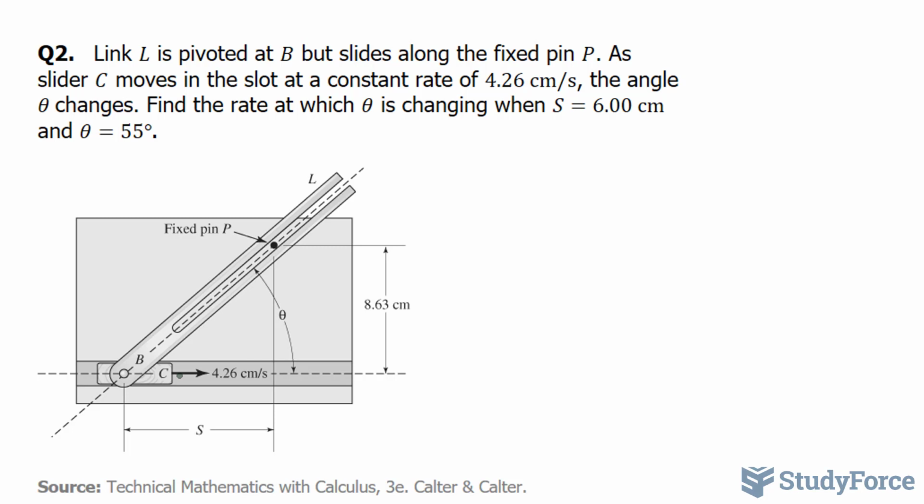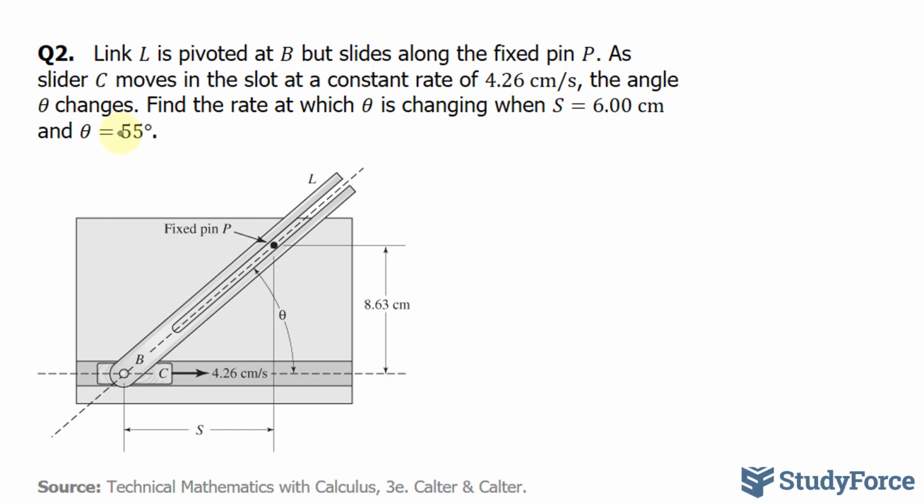The only thing that they tell us is 4.26, which is the rate of change of C, and they want us to find out the rate at which theta is changing when S is equal to 6, so when this has moved 6 centimeters, and that occurs at an angle of 55 degrees.